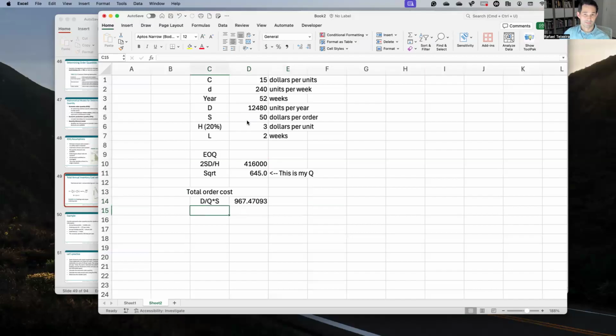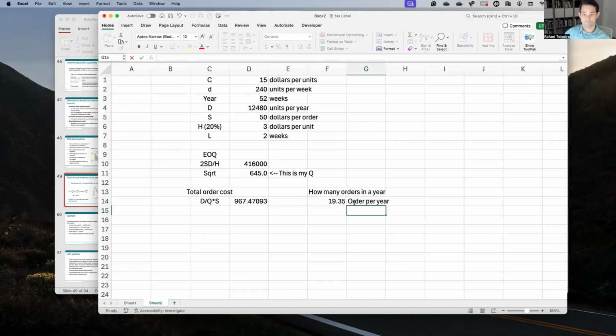Let's do it again to make it clear. How many orders in a year is equal to my annual demand divided by my optimal order quantity. I'm going to place 19, almost 20 orders per year.